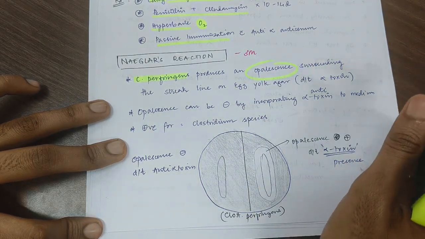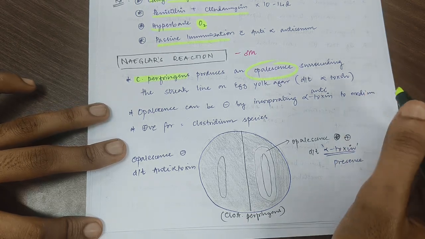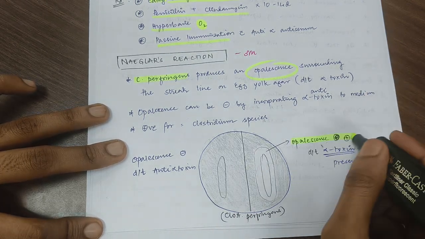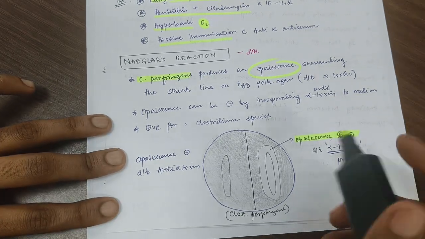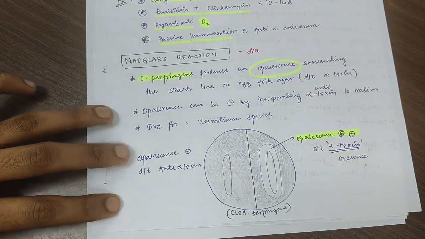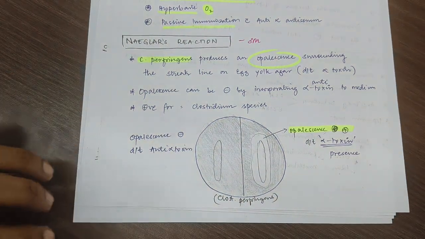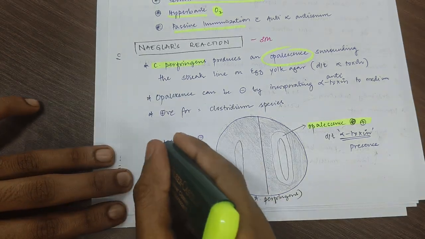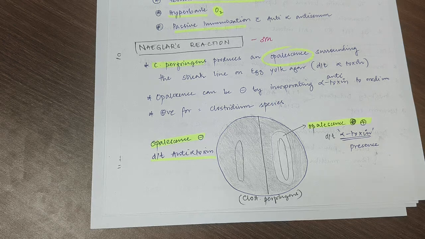Based on the presence and absence of penicillin, you are going to demonstrate the alpha toxin, whether it is present or not. Okay, if there is opalescence present, that indicates the alpha toxin is present. Because of that alpha toxin, there is no growth of this particular thing. Okay, that is Clostridium perfringens. Then if there is no alpha toxin, that is due to antitoxin, opalescence is negative.